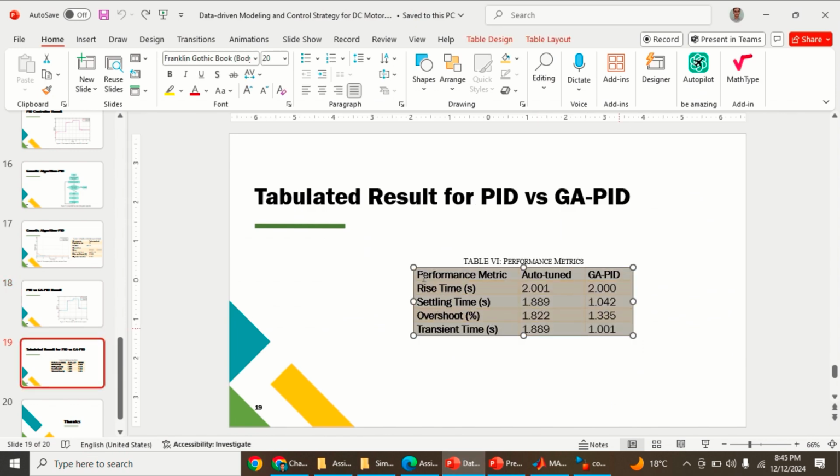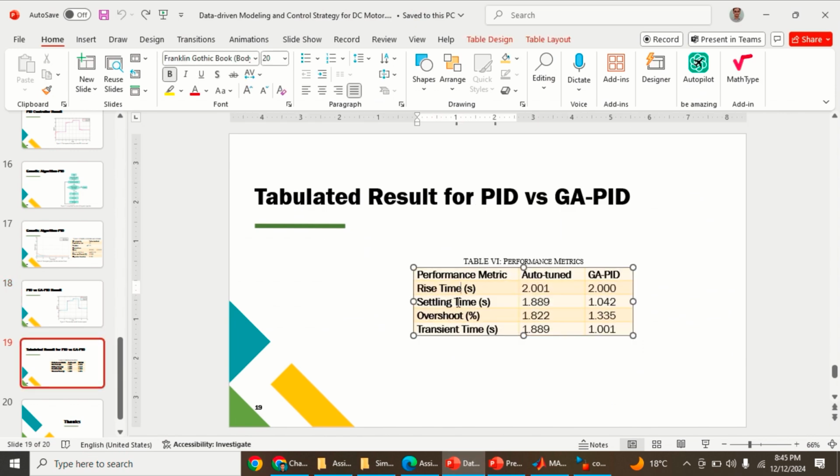There are also tabulated results comparing rise time, settling time, overshoot and transient time. It can be observed that the genetic algorithm PID has the least overshoot, the least rise time, the least settling time, and the least transient time.